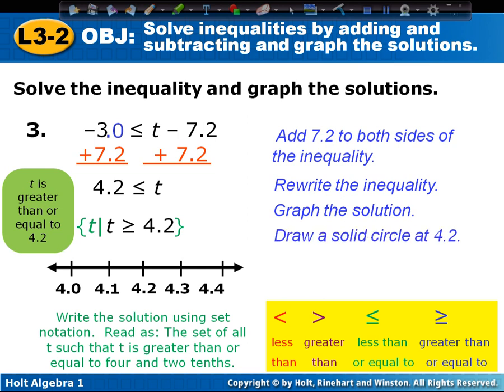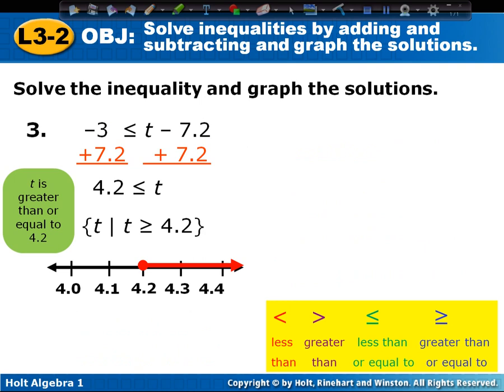Our circle is going to be shaded in or solid because of the extra mark here. And it's going to be shaded to the right because it's talking about all the numbers greater than 4.2, and also the arrow's pointing to the right here. So we've solved it, set it, graphed it. Now our final step is to check it.